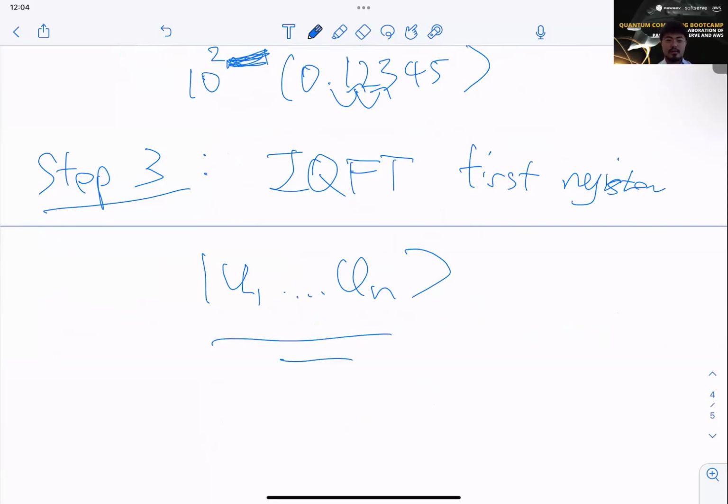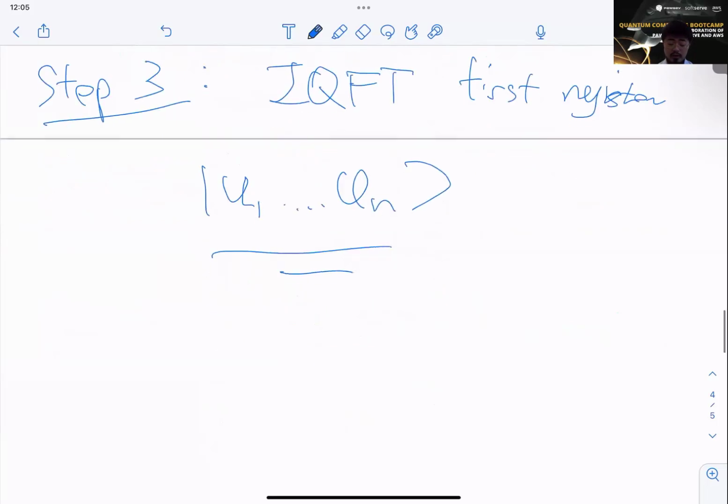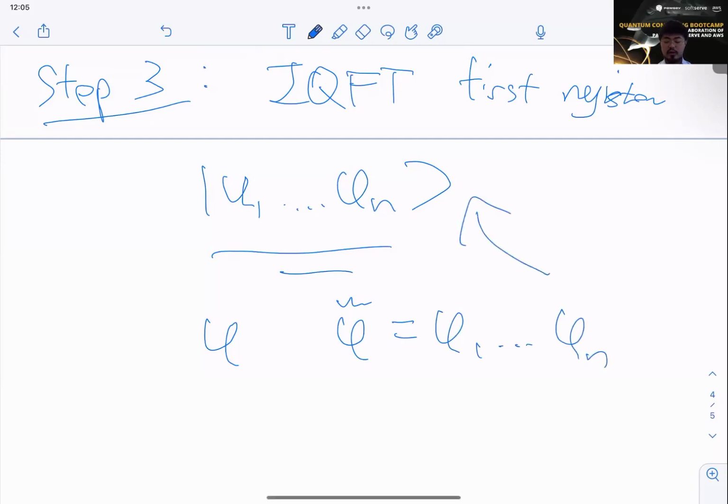Okay, this is basically the totality of the QPE. Now we note that I've set out to find phi. I realized that I might not be able to find phi exactly. Instead, I'm looking for an approximation up to a certain precision that I can define on my own. And I can do so by just measuring this first register over here.